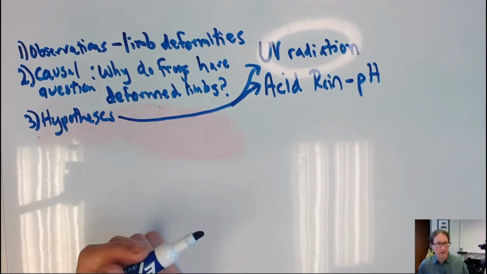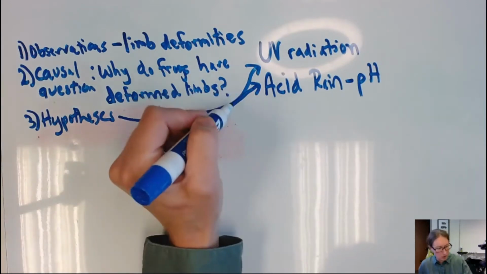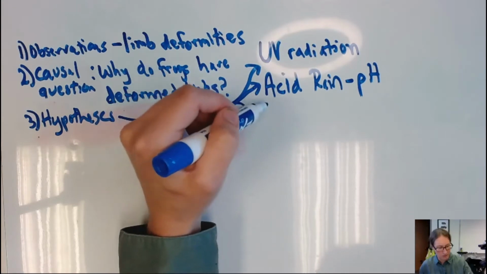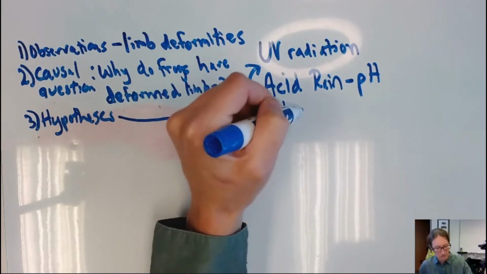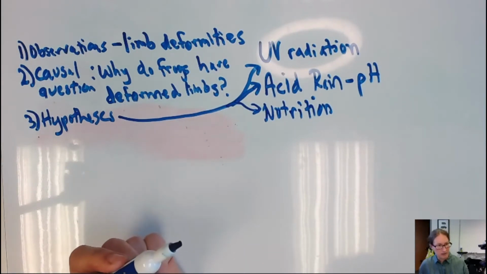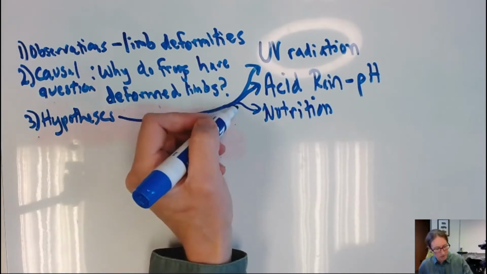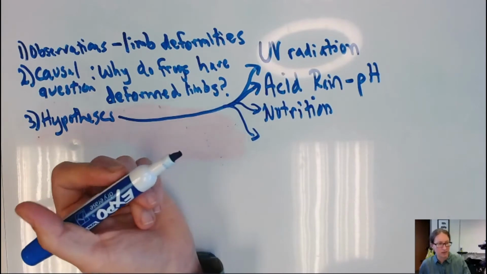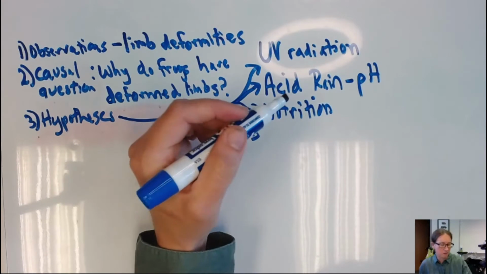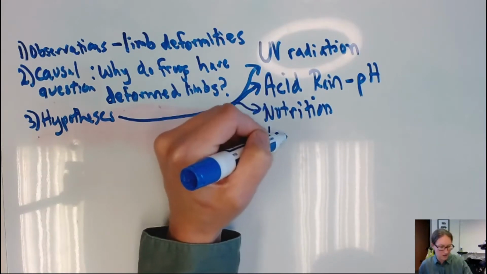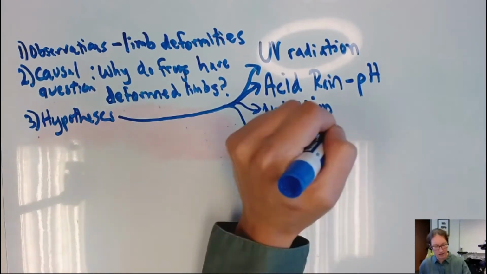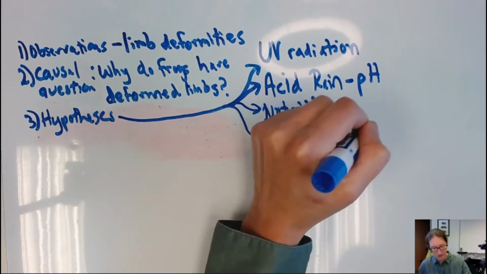We could come up with other ideas as well. So maybe it has something to do with frog nutrition during development. So maybe not getting the right combination of nutrients is causing it. Or maybe there's other chemicals in the environment that are contributing to this problem. So one popular hypothesis was that this could be tied to runoff from things like herbicides or pesticides.